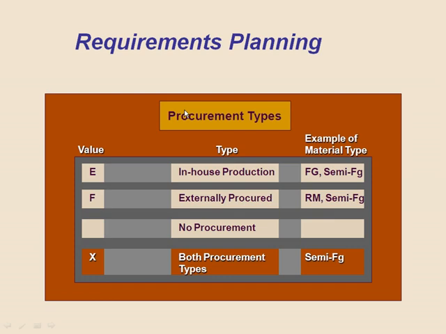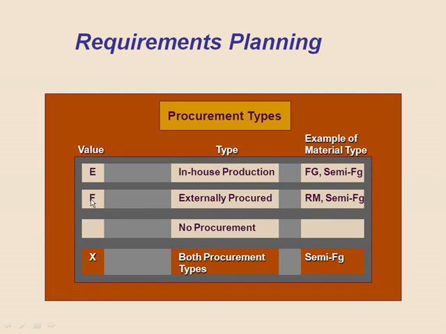Whether this material is to be procured externally or is an in-house produced material. So procurement type is also considered as one of the parameters which will automatically come from the material type, right? We have got 3 types of procurement types. One is E, in-house production material. Normally this type of procurement type is assigned to the material type finished goods or semi-finished goods.